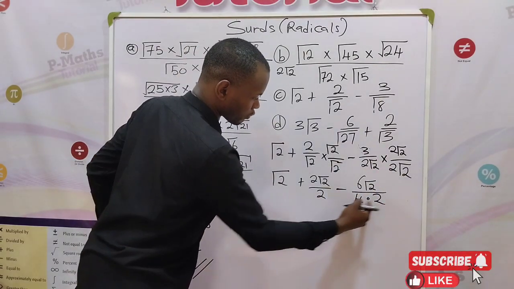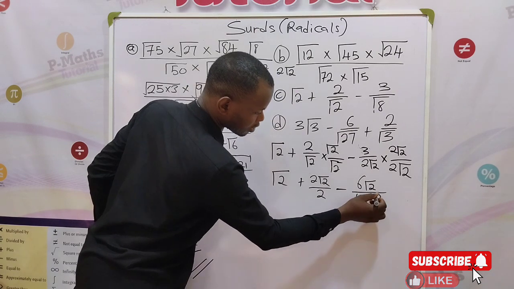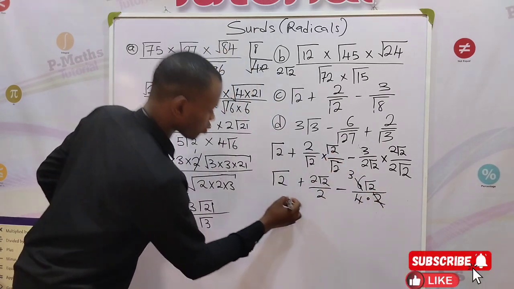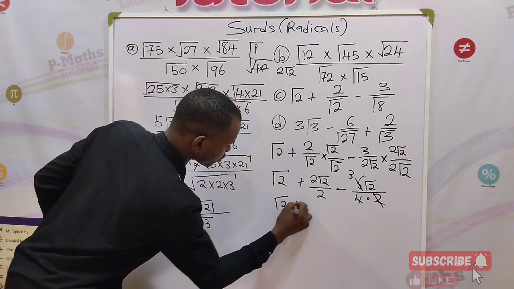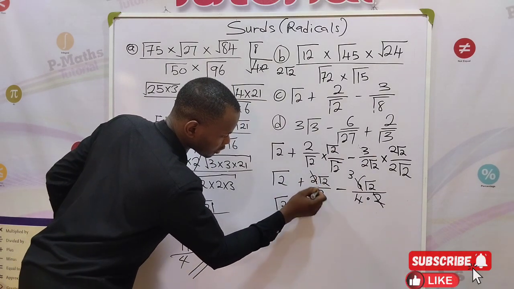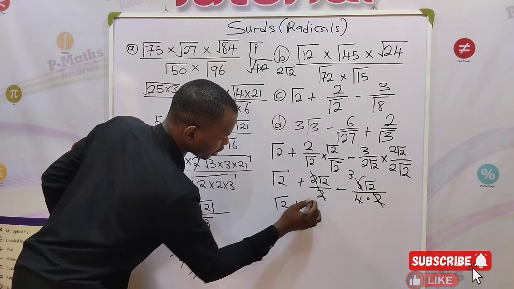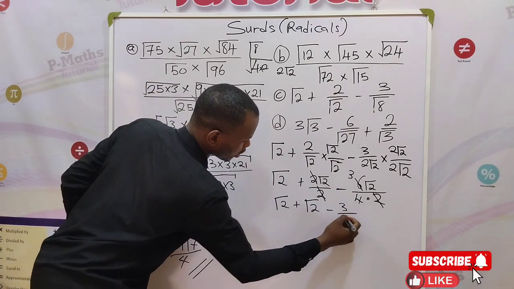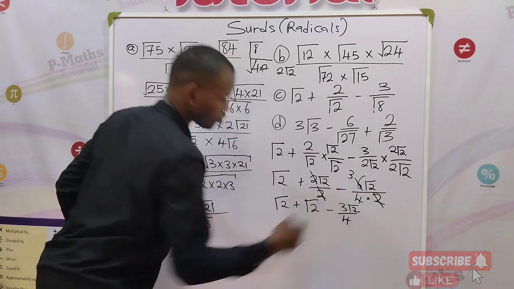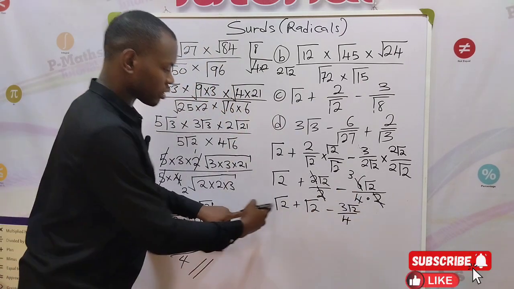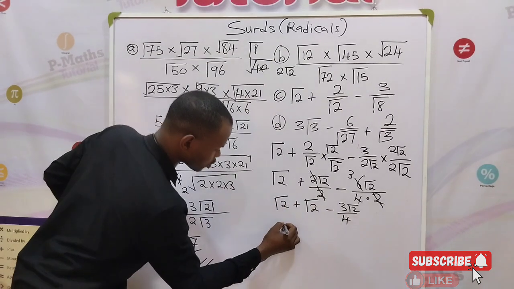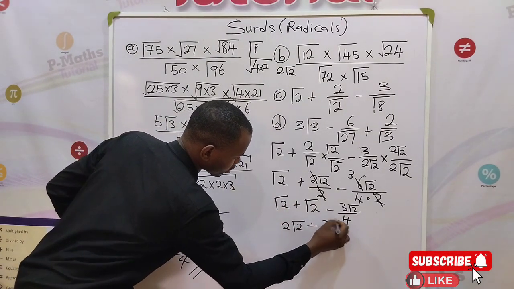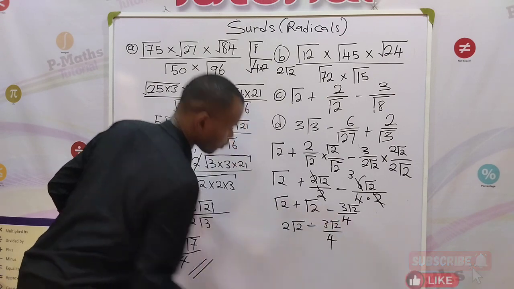So we divide. 2 can divide 6, we have 3. All right? So what we have remaining is square root of 2 plus. Now this 2 can divide this 2. So we have root 2 minus 3 over 4 root 2. Let's simplify further. Root 2 plus root 2 should give us 2 root 2 minus 3 root 2 over 4.